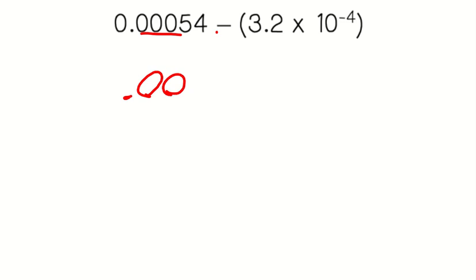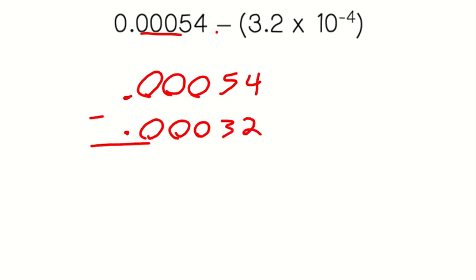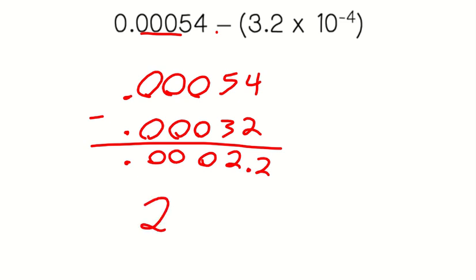So I got 0, 0, 0, 5, 4, minus, still going to have 3 zeros, right? So when we subtract, that's a 2, that's a 2, zeros, decimal comes down. Decimal will go here, so I got 2.2 times 10. How many digits in between? 4. 3 zeros and the 2. That's 4 total. So that makes it a negative 4 for my exponent.